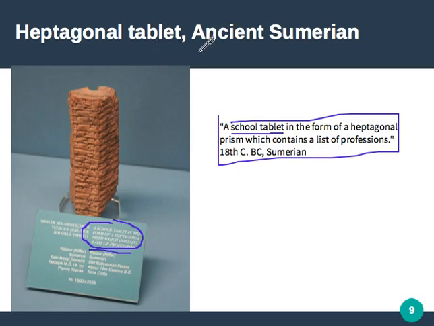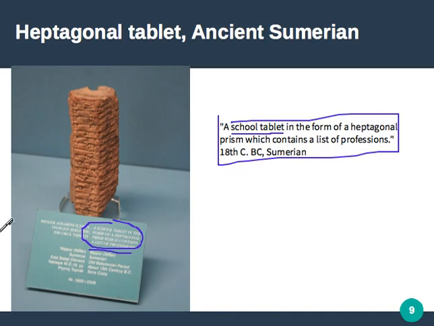I guess they were used by kids because it says a school tablet. Maybe it was used for professions back then. So why is it heptagonal? That's going to be the mission of one of you guys in the future if you become archaeologists or historians and you want to get into the mysteries of the past. But what is important here for this class is that it's made in a heptagonal shape. Why is that? Again, I have no idea.